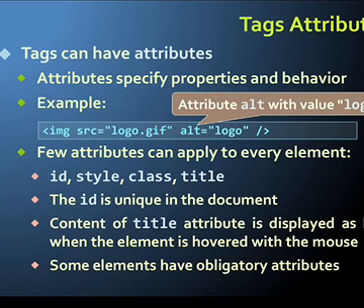A few attributes can apply to every element: ID, style, class, title, like that. The ID is unique in the document. The content of the title attribute is displayed as a hint when the element is hovered with the mouse. Some elements have obligatory attributes.